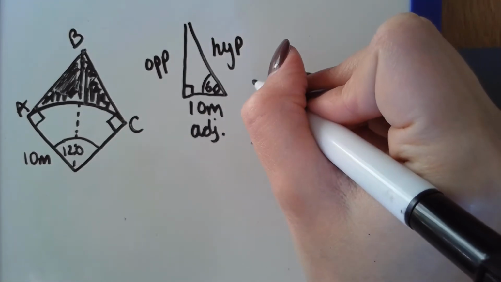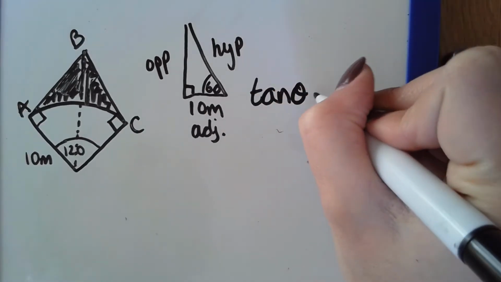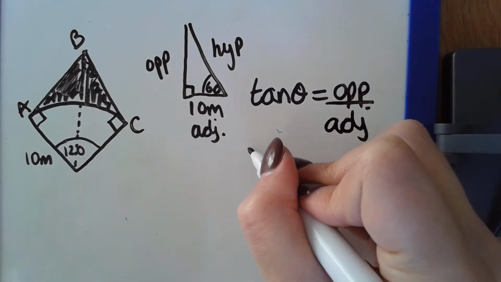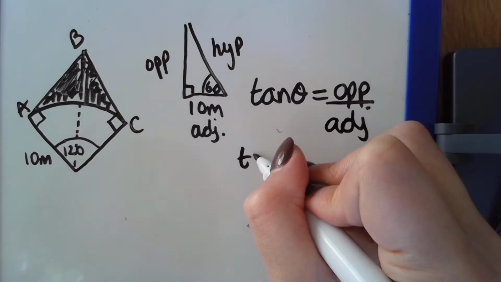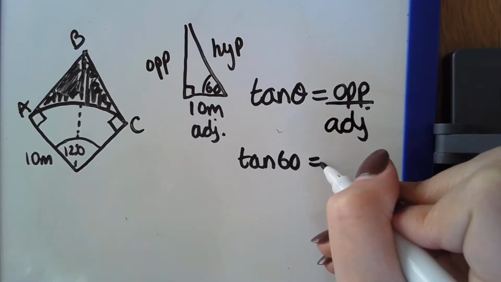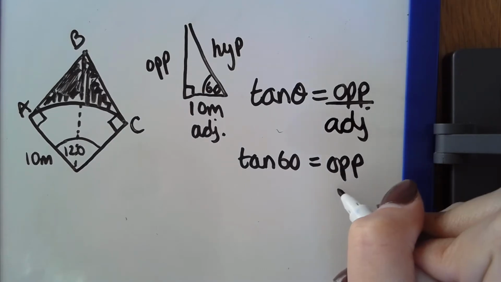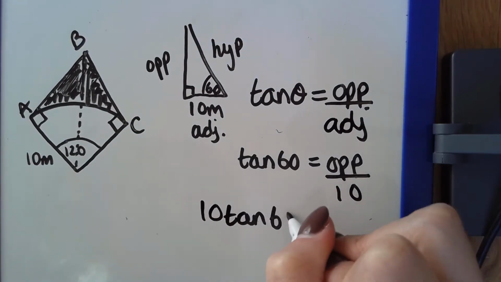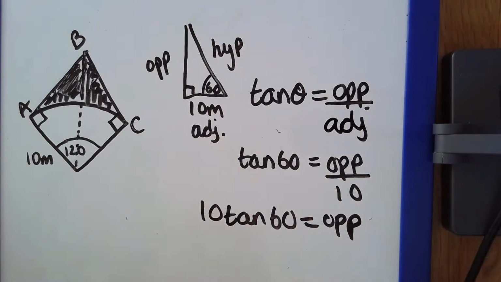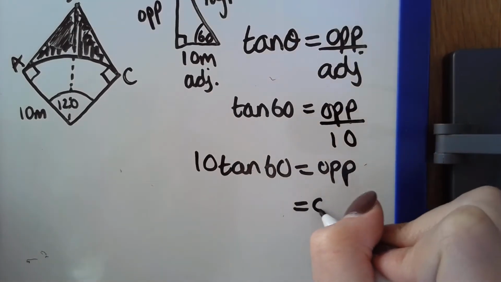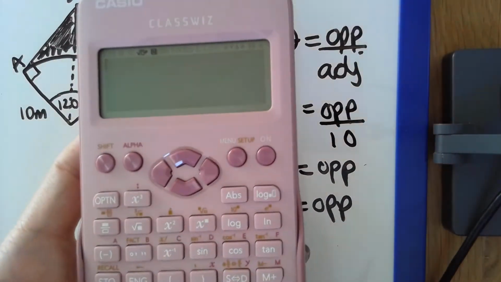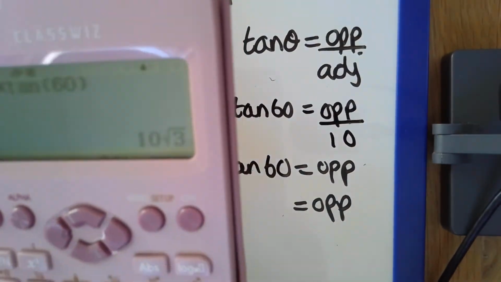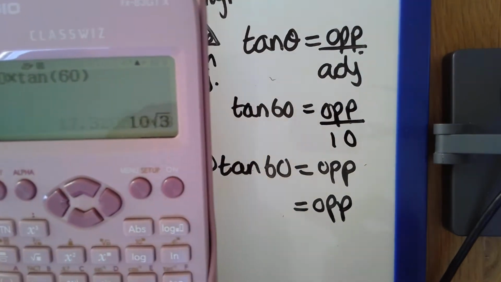So tan theta is opposite over adjacent. I know my angle, so tan 60 equals opposite, which I don't know, over adjacent, which is 10. So 10 lots of tan 60 is my opposite. So I can work out my opposite: 10 lots of tan 60 is 10 root 3.